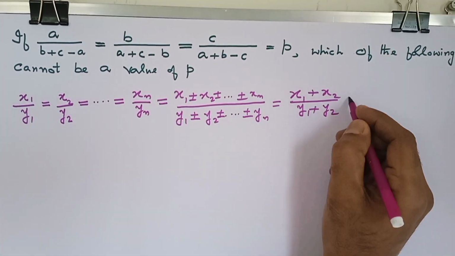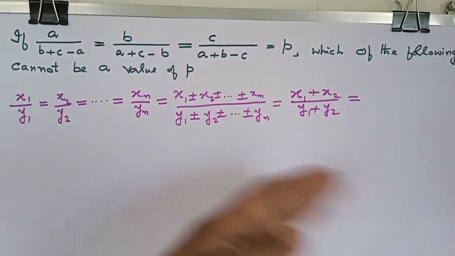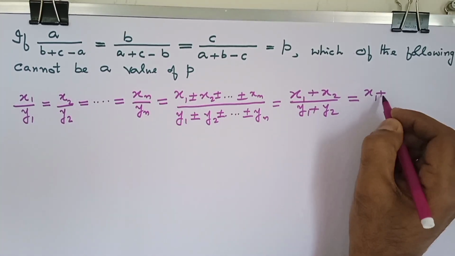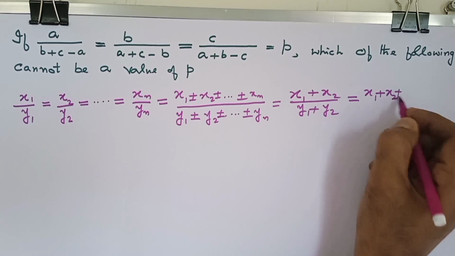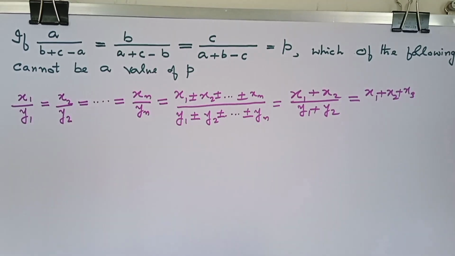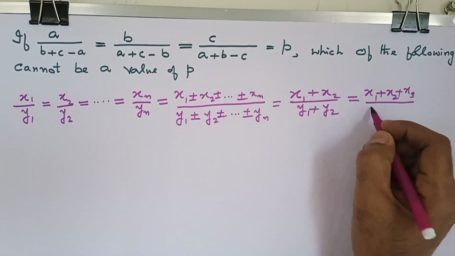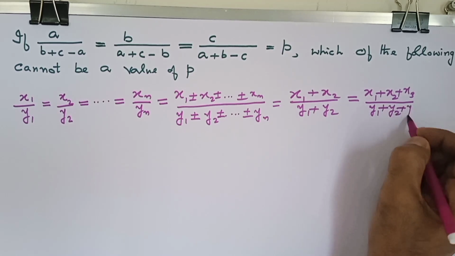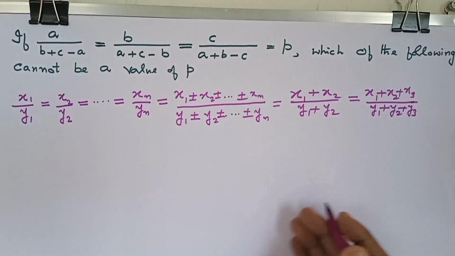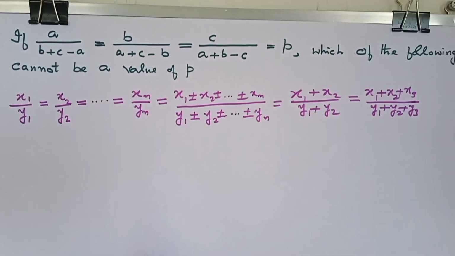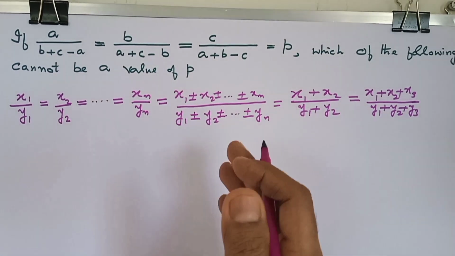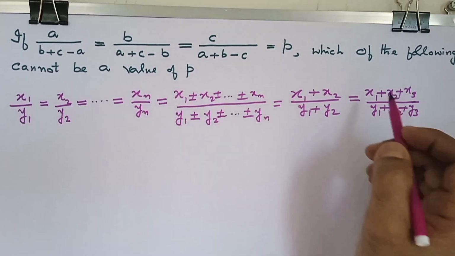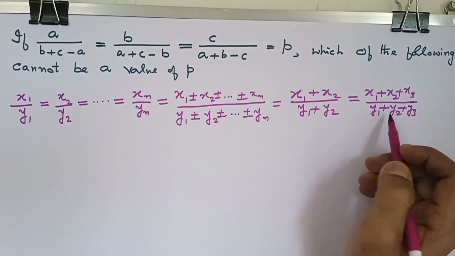Now, if I take three of them, what do you have? This you have. And this will be equal to this. Like that, you can choose as many numerators and as many denominators. If you're putting plus sign, here also plus sign.